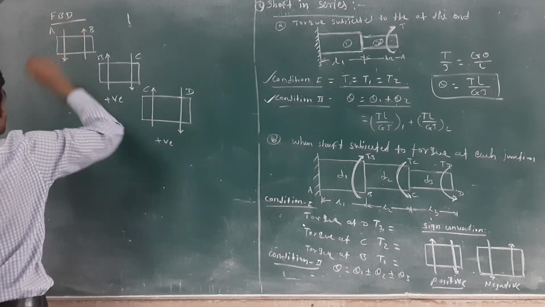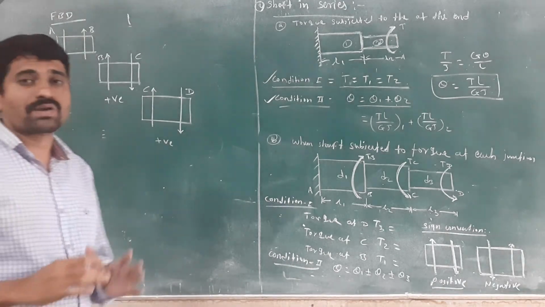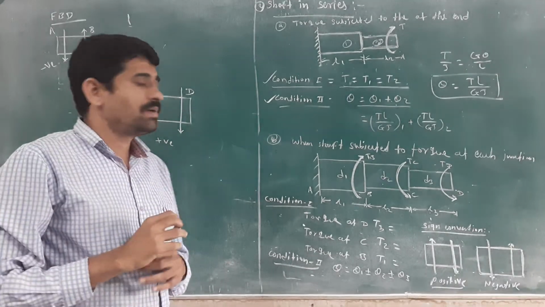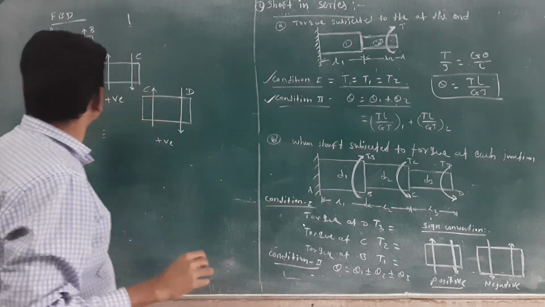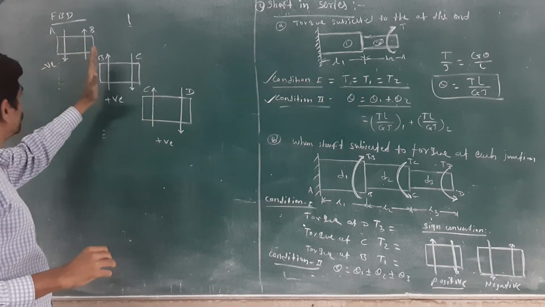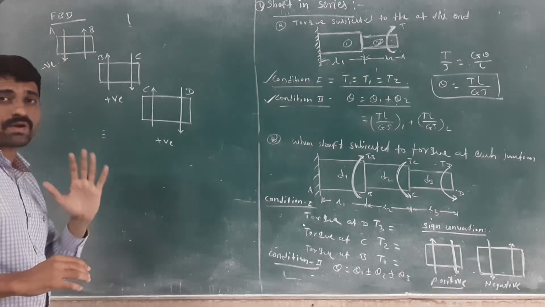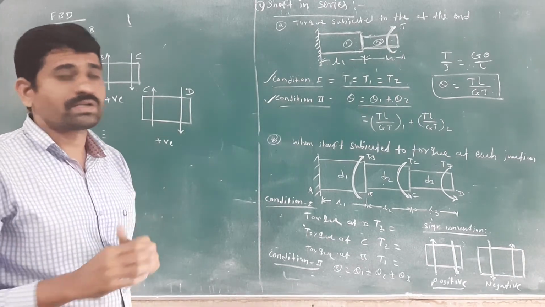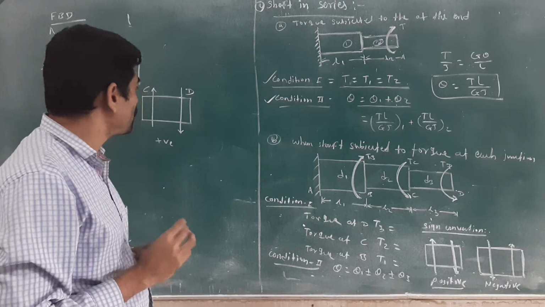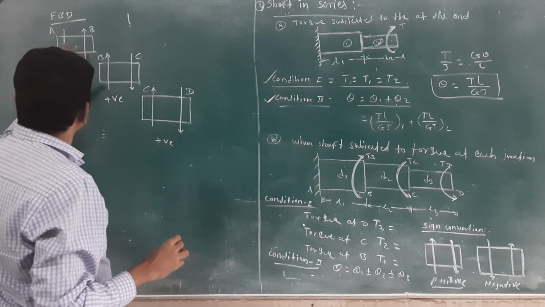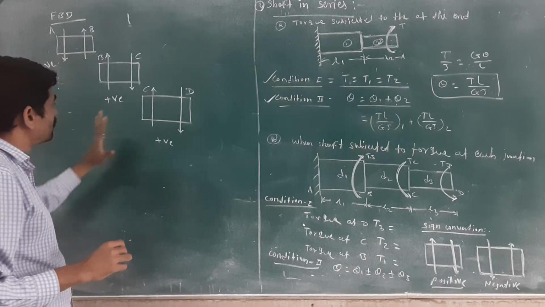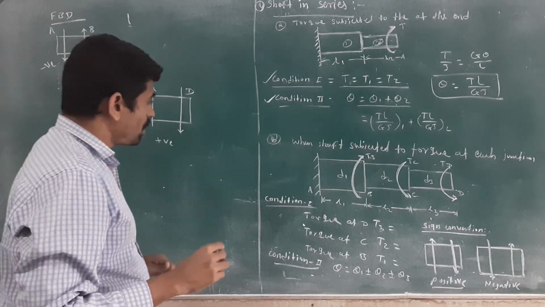What is the FBD? Free body diagram for individual shaft. When you are solving the numerical on shaft in series, then you should draw the FBD. If you are given two or more shafts with different torque at each junction, then you have to draw the FBD. Okay, all of you clear?